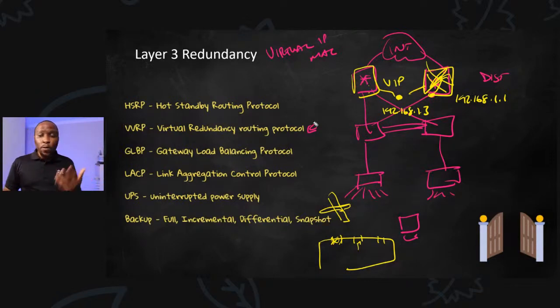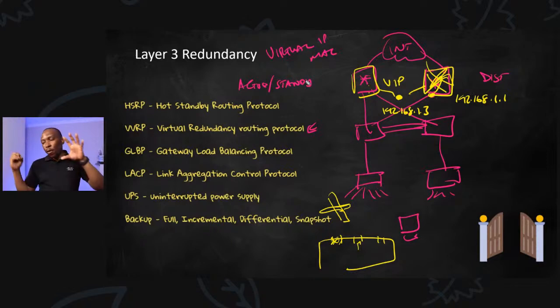When HSRP works, it is active and standby, meaning there's only one router or switch that can be the active switch at any given time. When it goes down, the other one kicks in. VRRP also does the same thing. It's active standby, but it is a multi-vendor solution.